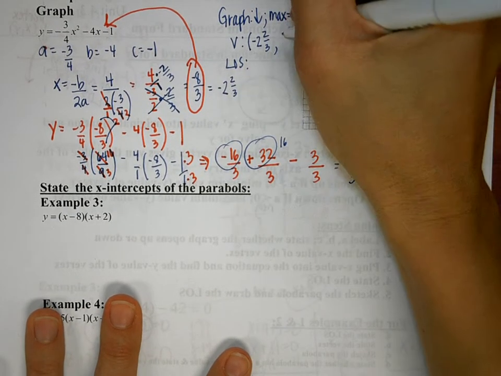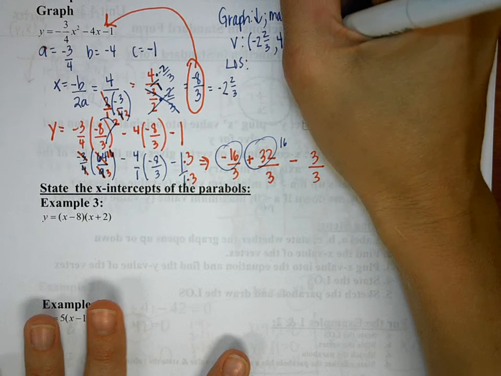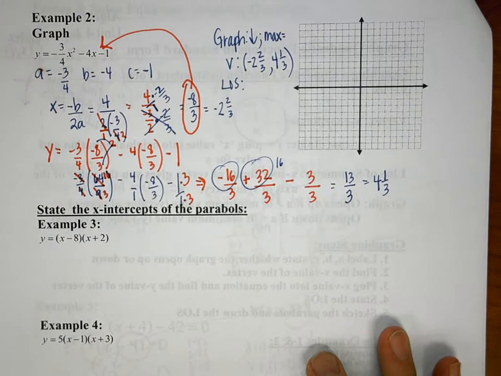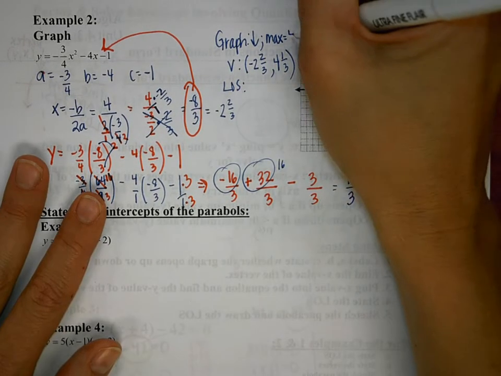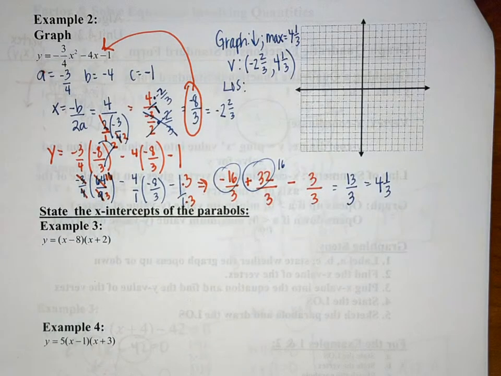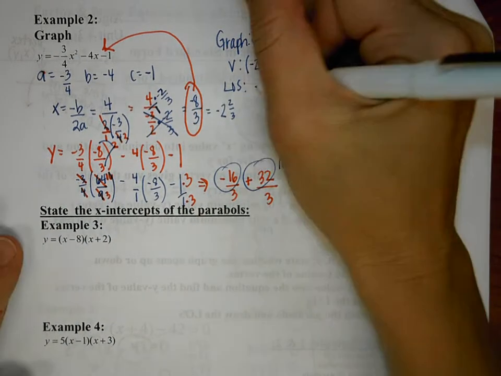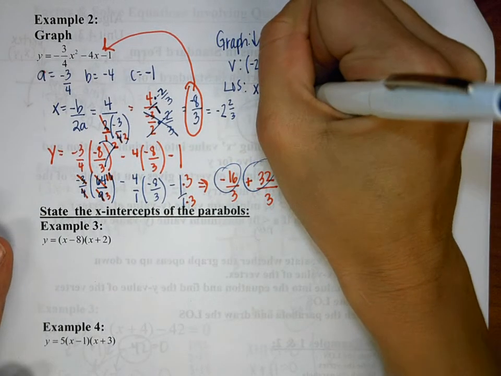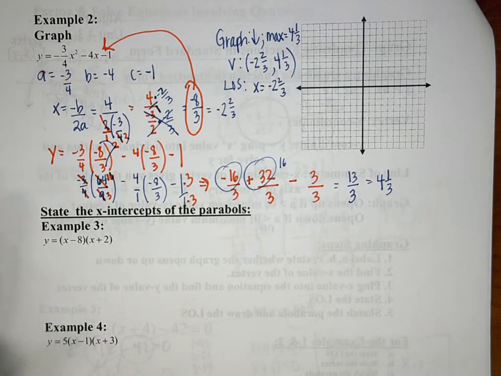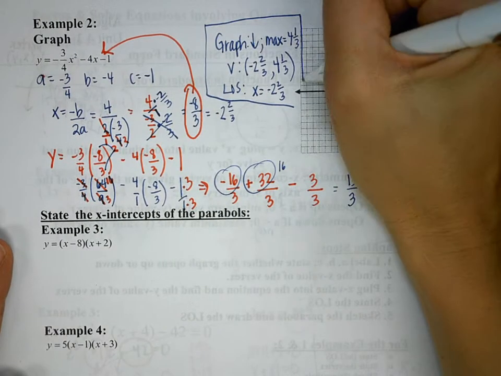4 1/3. So I'm putting that in the y value for the vertex. 4 1/3. Okay, so what is my maximum value? 4 1/3. What is my line of symmetry? X equals negative 2 2/3. Okay, so this is my answer, and then my graph is also going to be my answer.